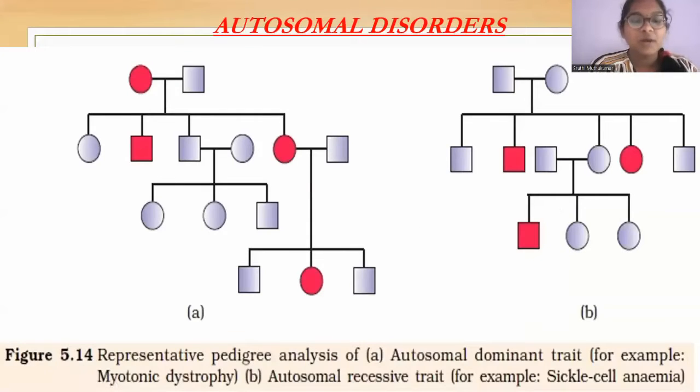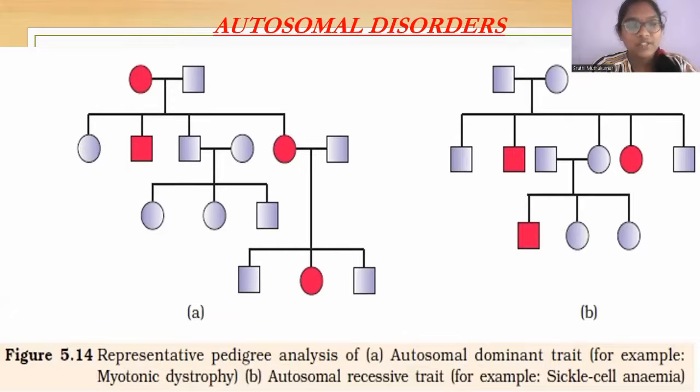So we're going to see autosomal disorders first, and this is a diagram from our NCERT textbook. It is very important, and if you guys want me to make a video separately on pedigree analysis, then let me know in the comment section, because that is itself a very important topic, and I'll try to make it a very short video, and we can cover all the important points from that.